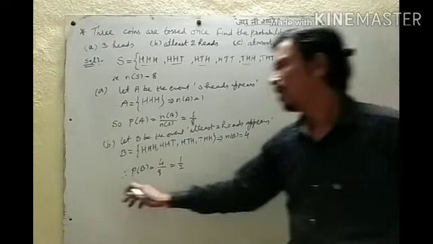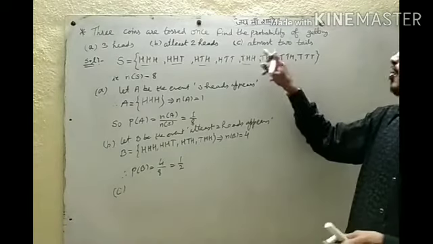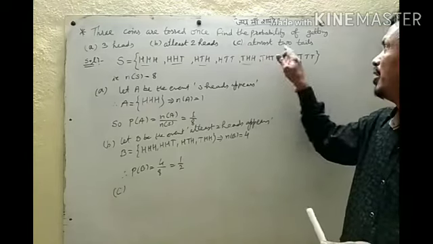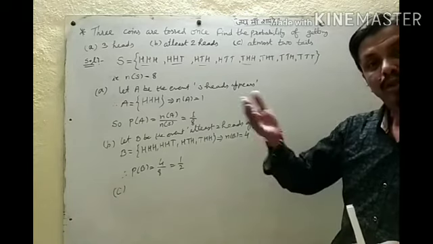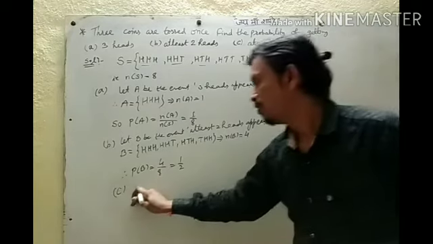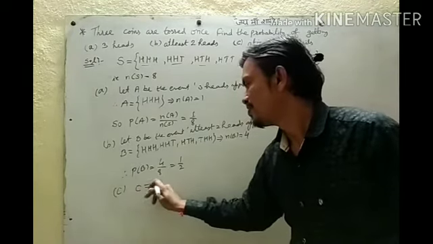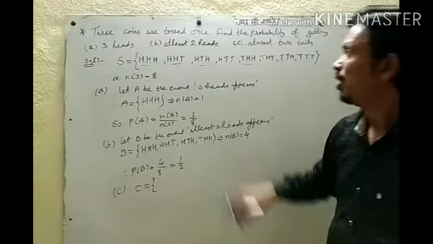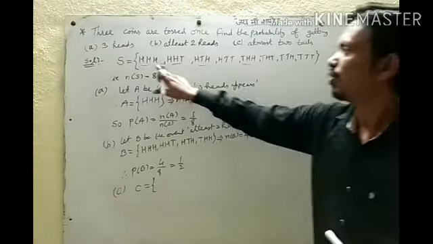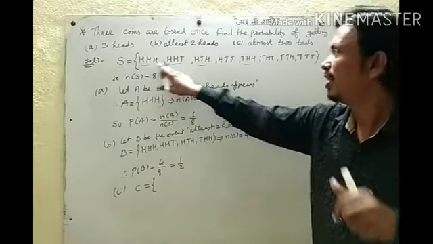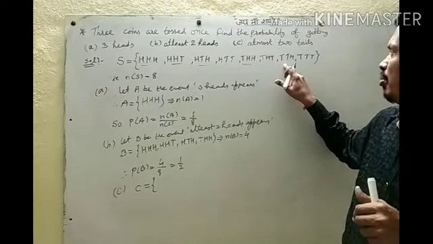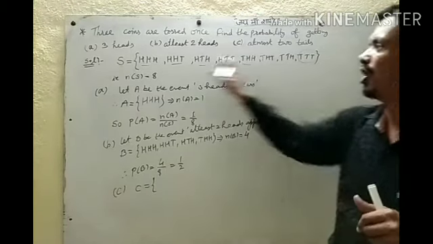Okay? In the same way, event C, at most 2 tails. At most means maximum. Maximum can be 2 tails. Then what about minimum? It can be 2, 1, 0. So in this event, what will come? 2 tails, 1 tail and no tail. No tail means all 3 heads. So except this one, we can take all elements.